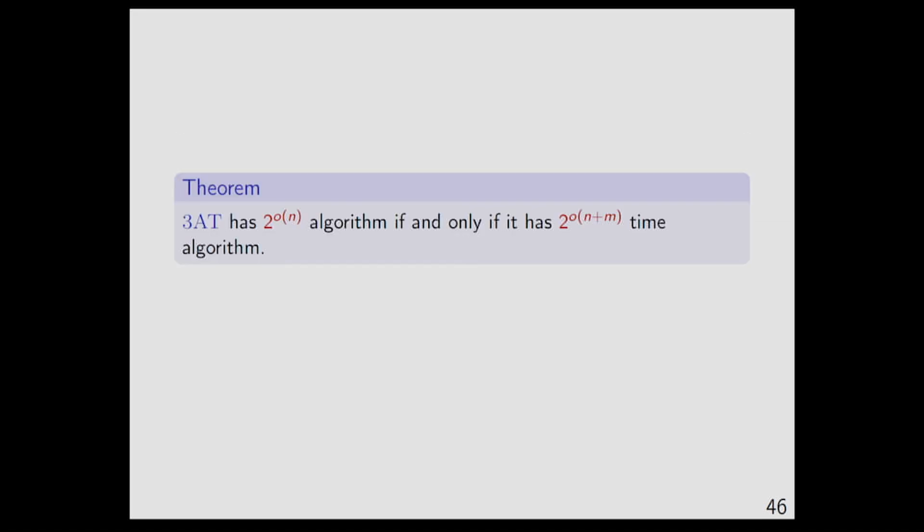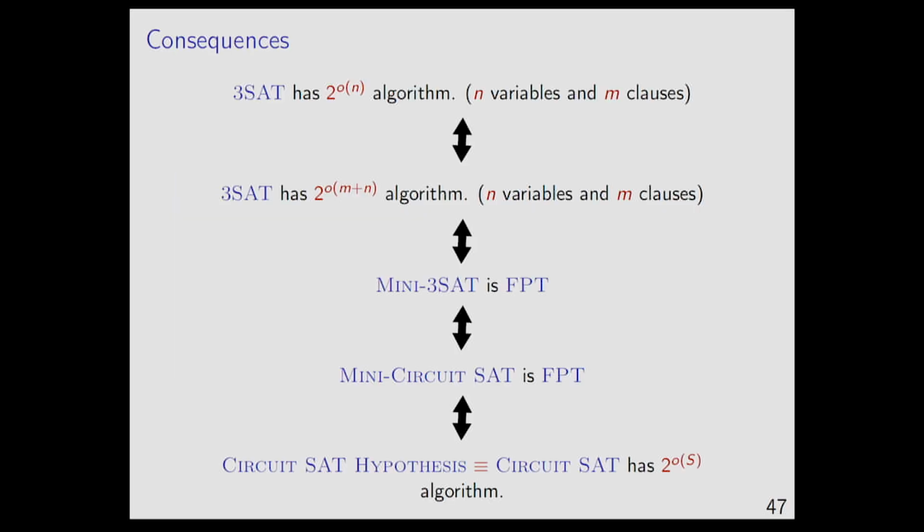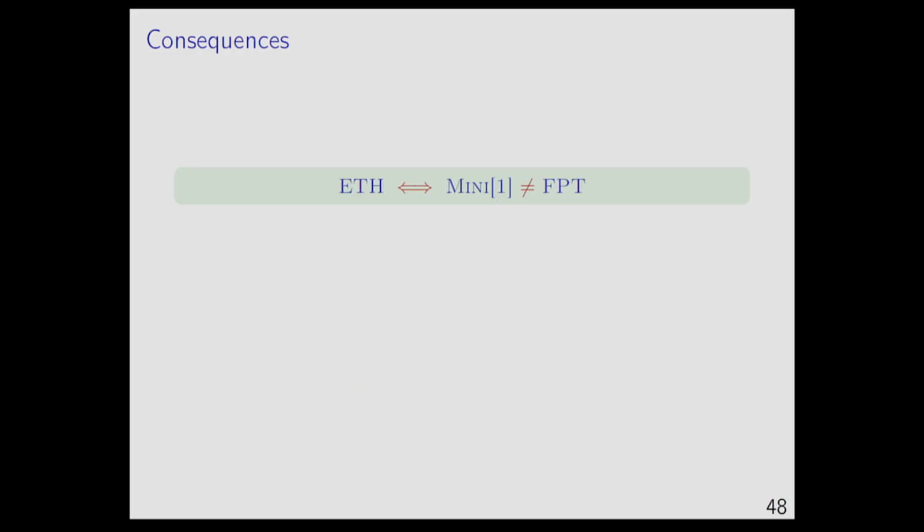So what else do we get? 3-SAT has no 2 to the power little o of n algorithm if and only if it does not have 2 to the power little o of (n plus m), which is nothing but size. So what we'll get now? 3-SAT has no 2 to the power little o of n algorithm if and only if it has no size algorithm, if and only if mini 3-SAT is FPT, if and only if mini circuit SAT is FPT, and so on. So now finally, I have tied them all together, which basically means that the consequence is ETH if and only if mini 1 is not equal to FPT.